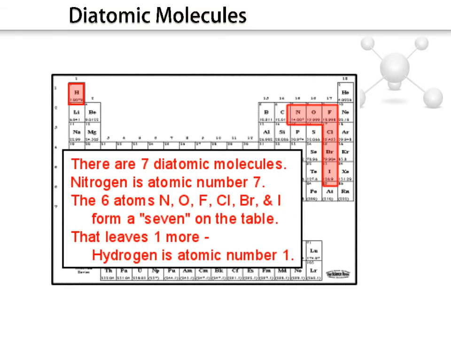And this is, I think, the coolest way of remembering the diatomics. If you have a periodic table, you start with atomic number 1, which is hydrogen, and that is your first diatomic. Then you skip over to atomic number 7, because there are 7 diatomics, and that happens to be nitrogen, and then you draw a numeral 7, and now you have found all 7 diatomic molecules.